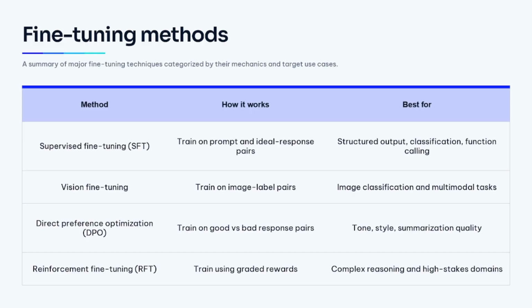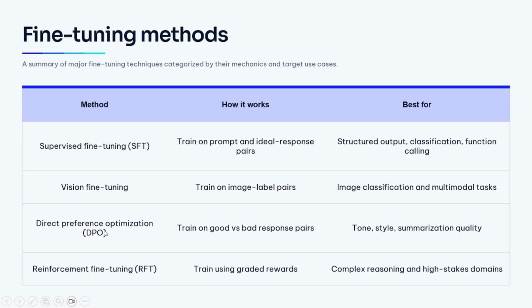A summary of major fine-tuning techniques categorized by their mechanism and target use cases. So we have the method, how it works, and best for. Supervised fine-tuning: train on prompt and ideal response pairs, best for structured output, classification models and function calling. Vision fine-tuning: you train on image-label pairs, best for image classification and multimodal tasks.